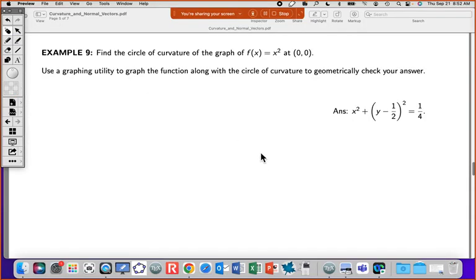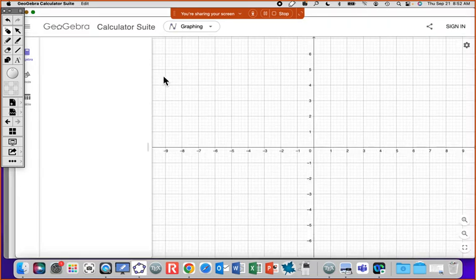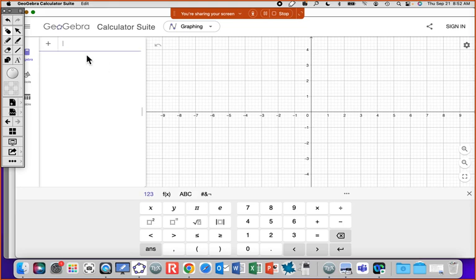And so now we can observe the snuggling. Where did my GeoGebra go? It wasn't open. All right, hopefully this won't kill everything. Okay, so we can just stick in 2 dimensions. So we're going to put the old y equals x squared in there, and now we're going to put in the circle of curvature. It was x minus 0, so x squared plus y minus 1/2 squared equals 1/4. Boom, there it is.